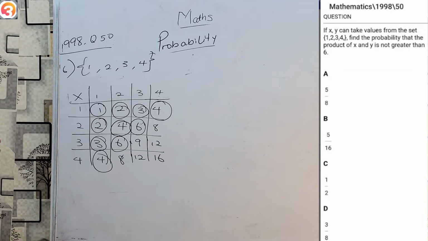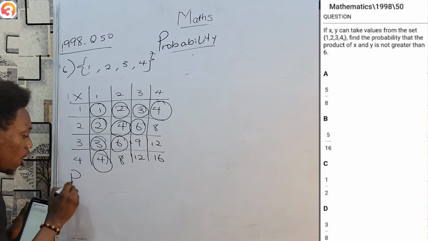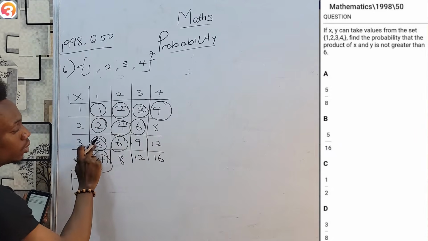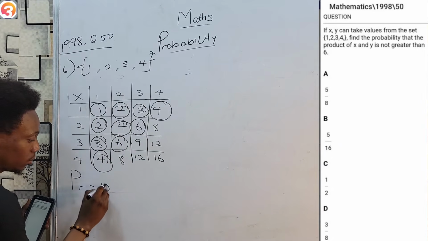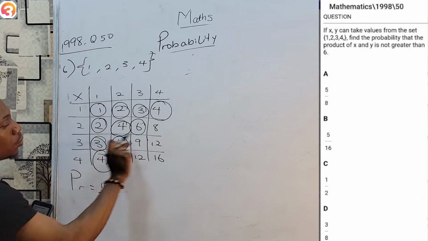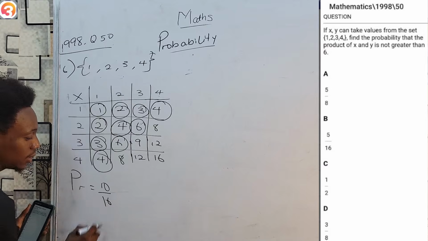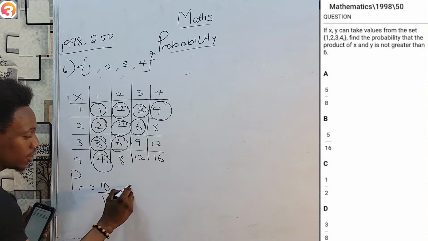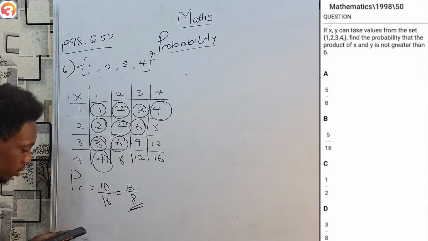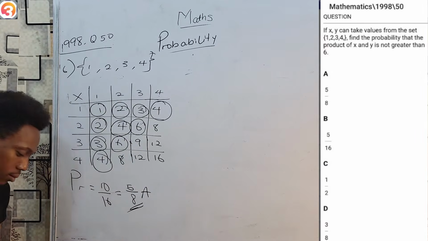So probability of not being greater than 6 becomes, how many of these are less than 6? 4, 7, 9, 10. And how many products do we get altogether? 4, 4, 4, 4 is 16. 2 into 10 is 5, 2 into 16 is 8, which is option A.